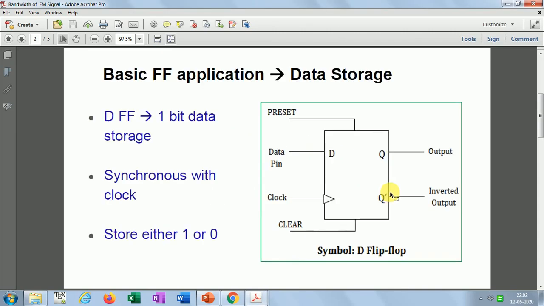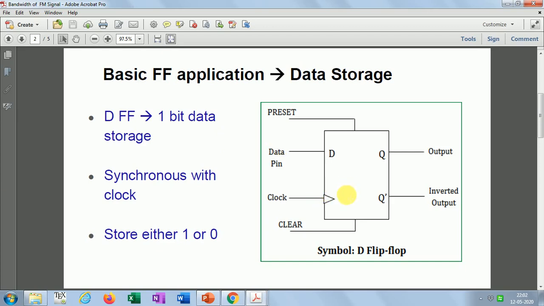You already know that flip-flops are the essential component in clocked sequential circuits. A flip-flop basically stores 1-bit data, and it is a 1-bit data storage element, right? It is synchronous with the clock, and it can store either a 1 or 0. So this is the basic thing about flip-flops that you already know.